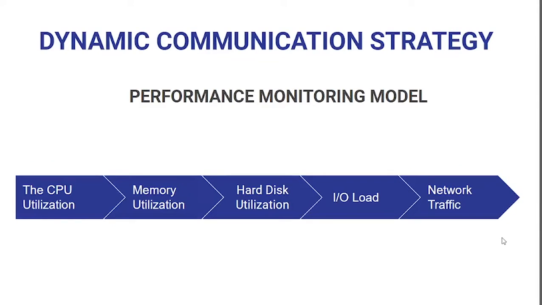Let's discuss the performance monitoring model. To realize the dynamic adjustment of parameter communication, this paper implements a performance monitoring model. The model takes advantage of the open source distributed monitoring system Ganglia to obtain the performance information of each computational node, including the CPU utilization, memory utilization, hard disk utilization, input-output load, and network traffic.